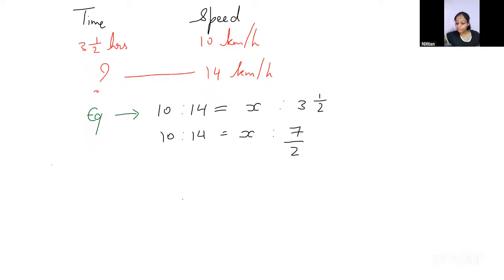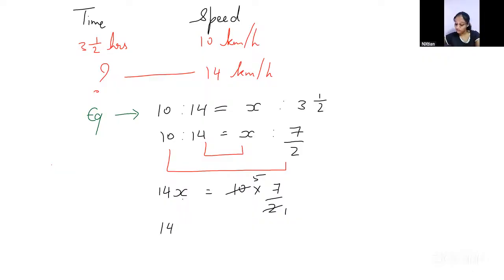Now, product of extremes and product of means. So 14 into x, 14x, is equal to 10 into 7 upon 2. You can also do 10 into 3.5. It is correct. 2 ones are 2, 2 fives are 10. How much? Ma'am, 14x is equal to 35. Yes, 35. x is equal to 35 by 14.